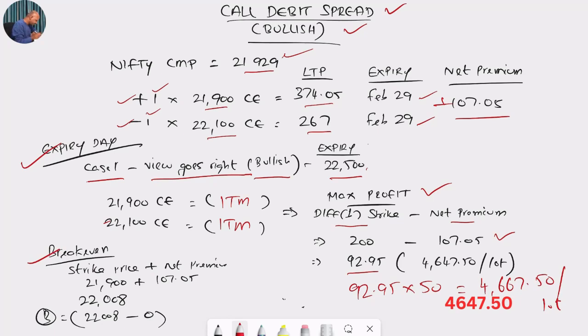Now we know how to calculate the break even, the formula which we discussed as part of series 1. For a call option, the break even is the strike price plus the net premium. In our case, we have two strikes, and the strike we need to consider is the first strike, the 21,900 call option, plus 107.05, which is 22,007.05. So if Nifty closes above 22,008 on the day of expiry, this position will give us the maximum profit. In our example, it has closed at 22,500, which is above 22,008.